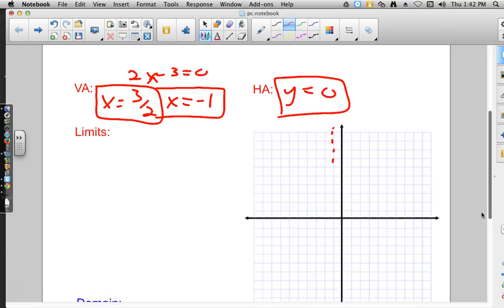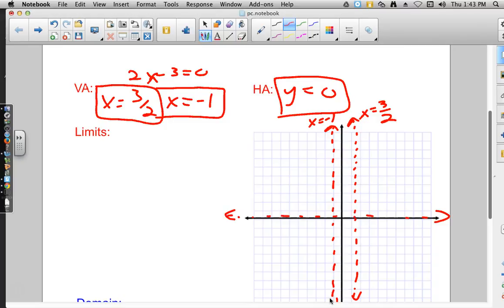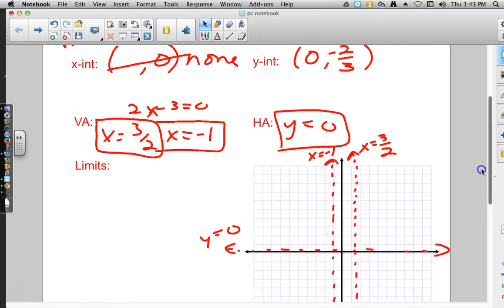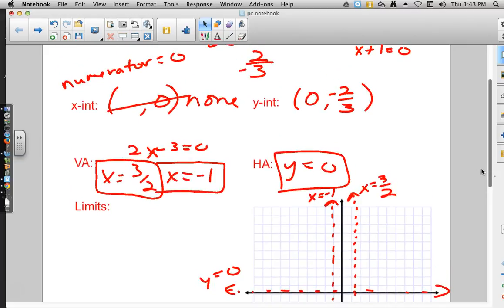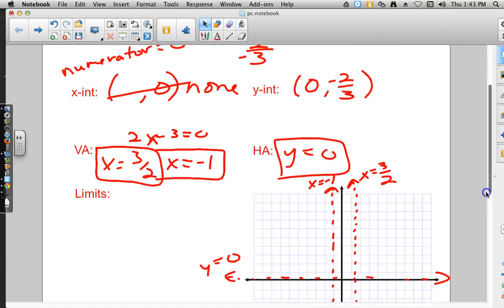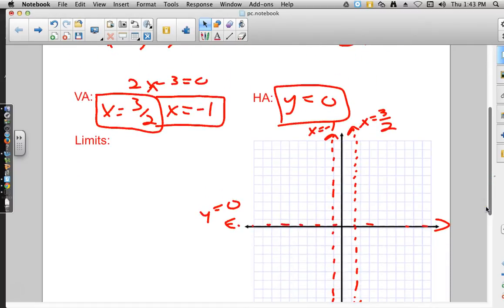So we have that x equaling negative 1 and x equaling 1.5. And then we have a horizontal asymptote at y equals 0. We've got our two verticals on there. And then let's put the points that normally we would have. In this case, we only get 1. We don't have an x-intercept, but we do know the graph is going to cross at 0, negative 2/3.